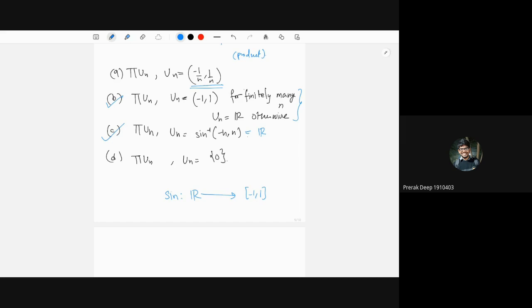Now option D is wrong because the Un are not open in the topology; they are closed. So that's why D is also not correct. So options B and C are correct. I hope this makes sense to all of you and it's also clear to you.